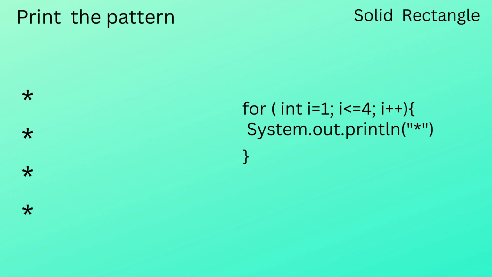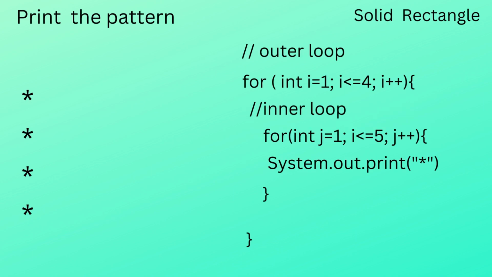For this we will write a for loop. Inside this loop, we will call this the outer loop and this the inner loop. Inside this loop we will create an integer, its name j, and j less than equal to 5 and j plus plus, increment by 1.